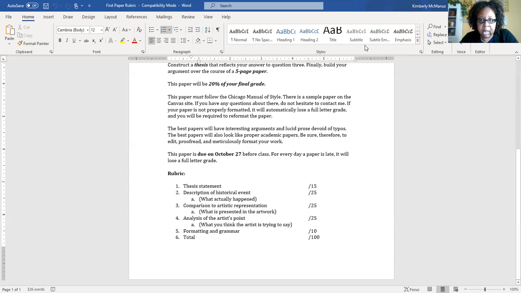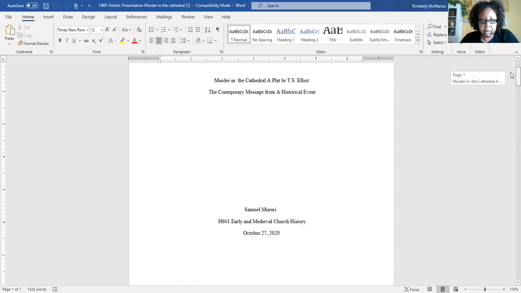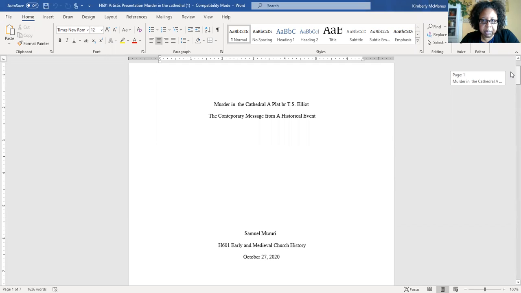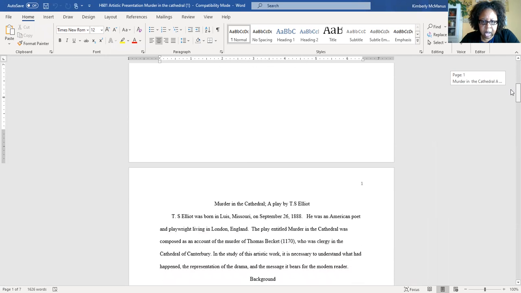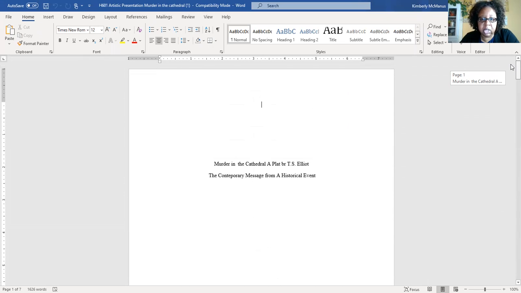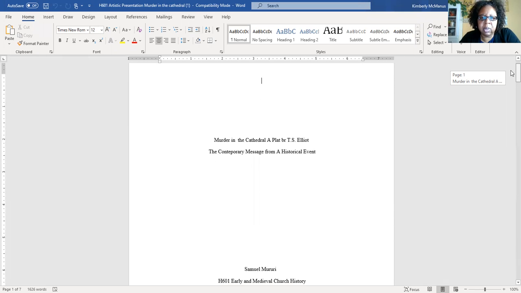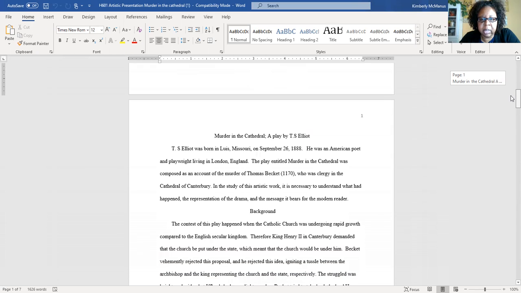And I'm going to stop sharing, and I'm going to go over here to your paper. Murder in the Cathedral, a plot, BR. So I'm assuming you were supposed to use a piece of art. Did your professor give you permission to use a play? T.S. Eliot wrote plays. So I'm hoping that this was part of the assignment that you were allowed to do.